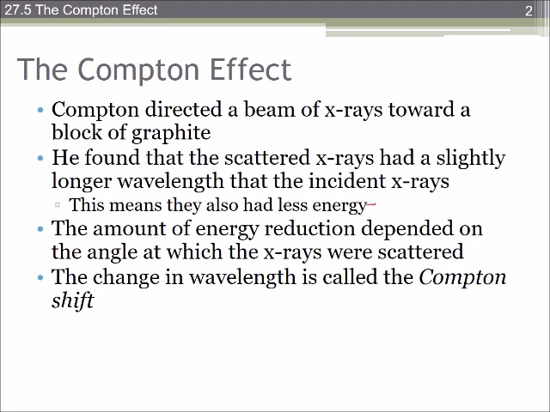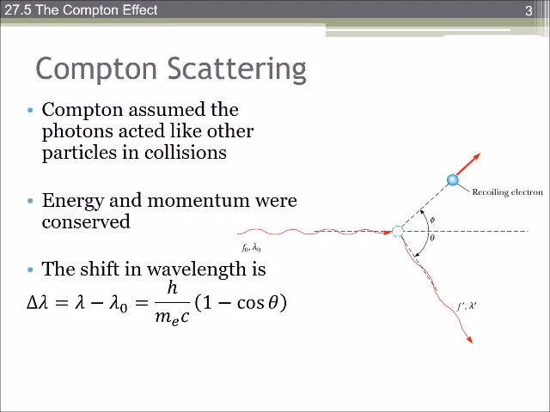This means that they also lost energy. And where did that energy go? Well, this gives rise to this Compton shift. For most practical people, this doesn't have much use. It is kind of an interesting effect, but you're not going to see it in like medicine, at least at this point. So what is Compton scattering?